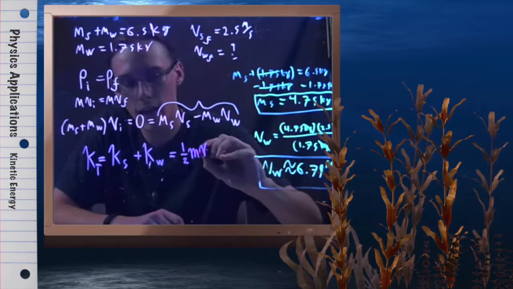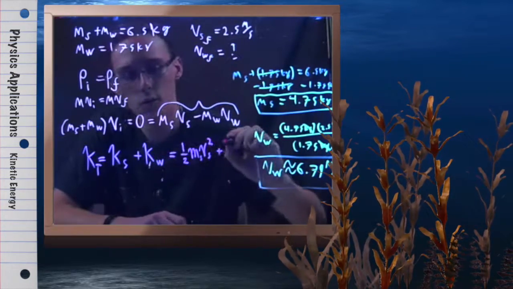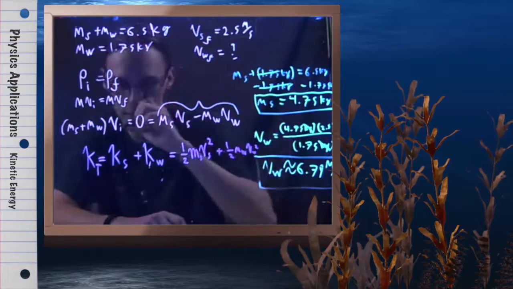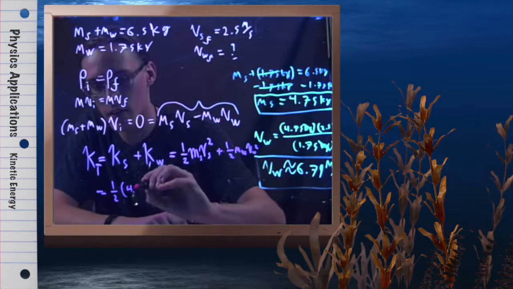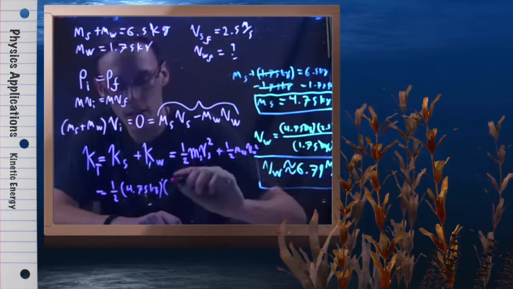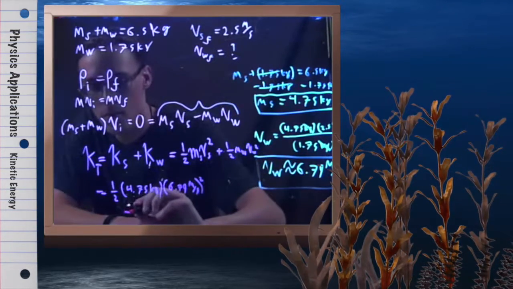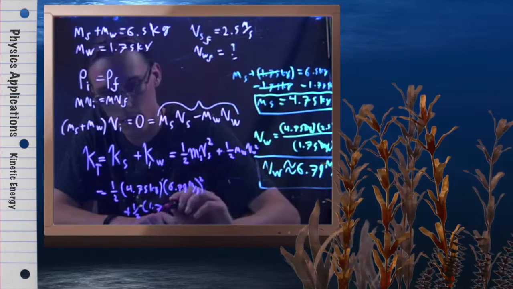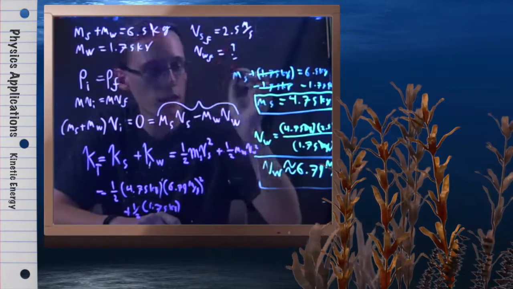So this first thing is going to be 1/2 mass of the squid times the velocity of the squid squared. And that's going to be added to 1/2 the mass of the water times the velocity of the water squared. And so if we do that, we're going to have 1/2 mass of the squid by himself is 4.75 kilograms times his velocity squared, so that's 6.79 meters per second squared, plus 1/2 mass of the water, which was given to be 1.75 kilograms, times the velocity of the water.